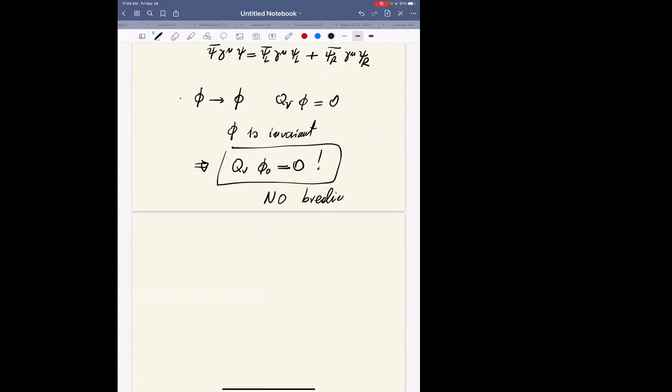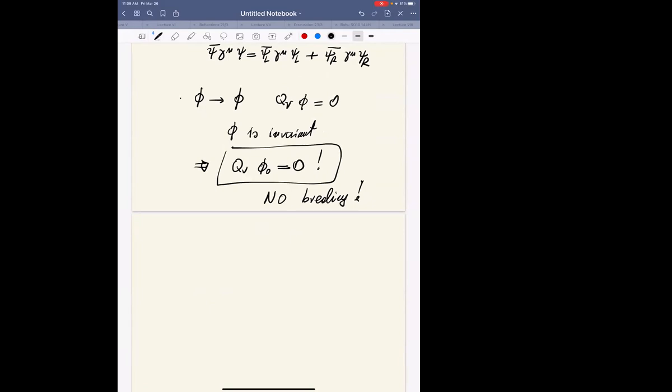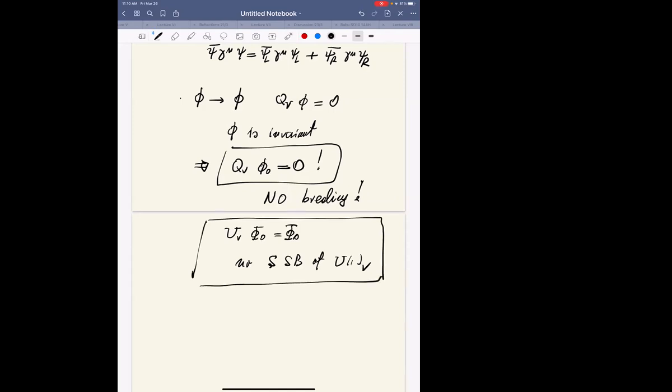Notice this funny charge, whatever it is, well, it's not so funny, it's a fermion number, is not broken because the vacuum carries no such charge. Or if you wish, U vector acting on phi 0 keeps it invariant. Again, no spontaneous symmetry breaking of the U1 vector symmetry. This is very important. We shouldn't be surprised.